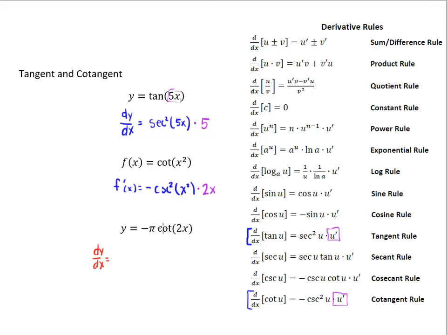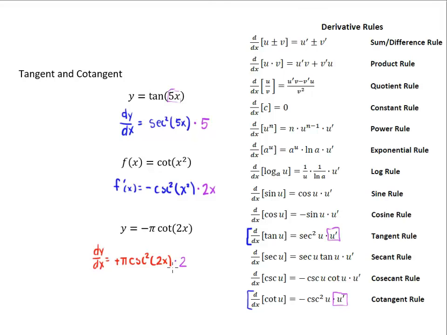So my derivative of negative pi cotangent is going to be negative pi times the derivative of cotangent, which is negative cosecant squared. But it is negative, which is going to change this to a positive pi cosecant squared. Leave the argument just the way it is. And then don't forget to multiply by the derivative of the argument, which once again is 2x. So the derivative of that is 2.